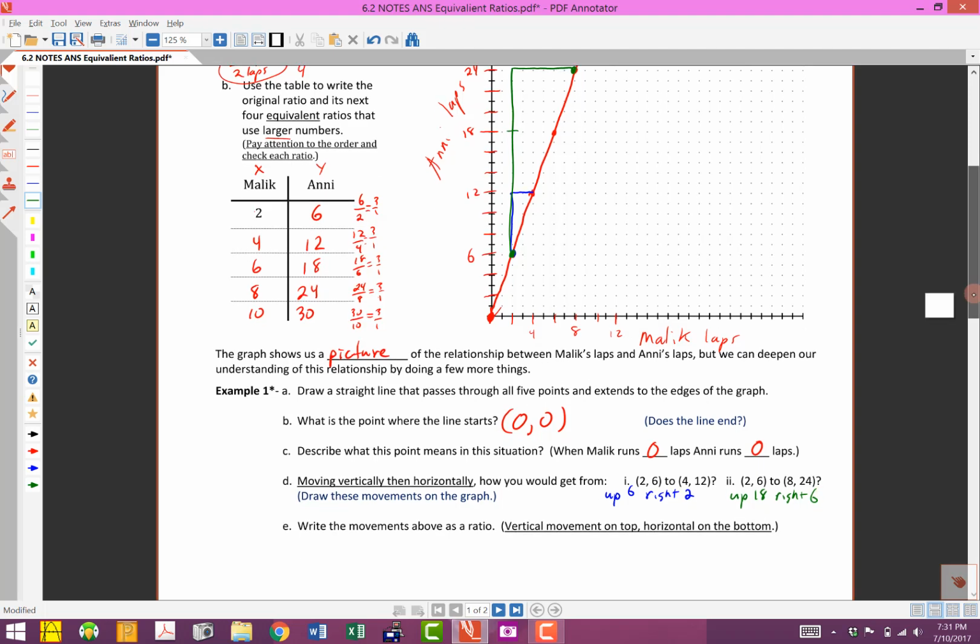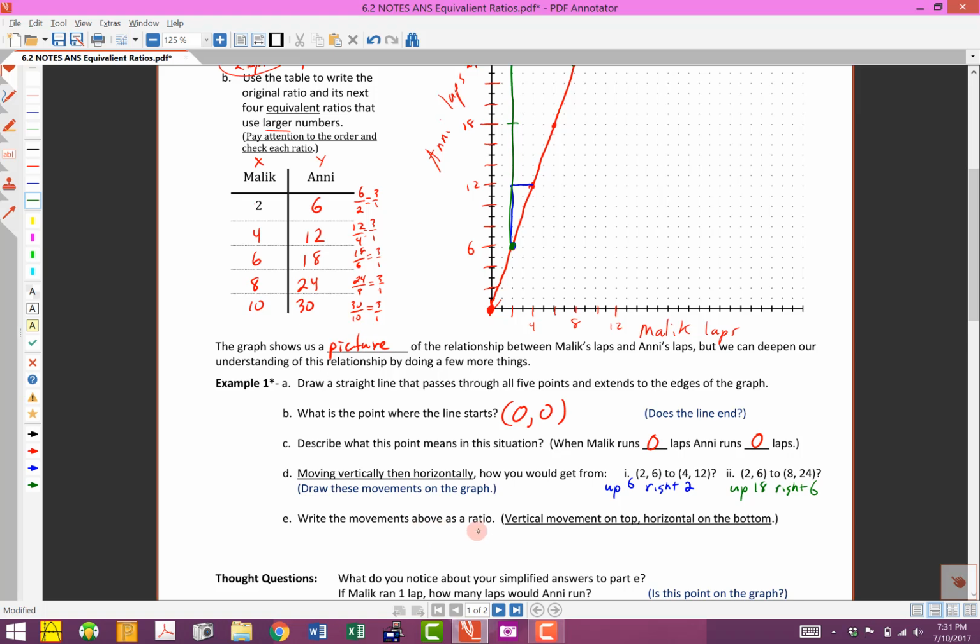And then what it says is write these movements as a ratio. Vertical movement on top and horizontal movement on the bottom. So we're going to do 6 over, whoops, let me do this one in blue. We're going to do 6 over 2. And we're going to do the other one. The other one is going to be vertical movement on the top. So we're going to be up 18 and then right 6. So that's going to be 18 over 6.